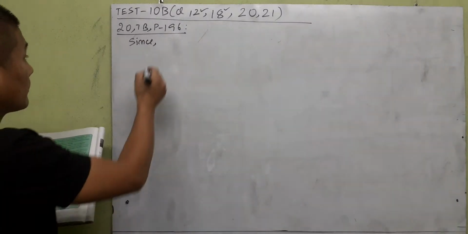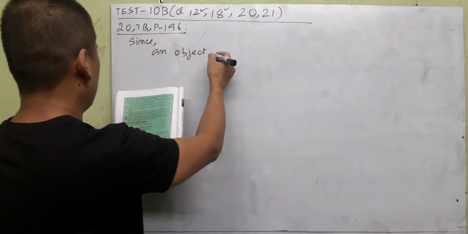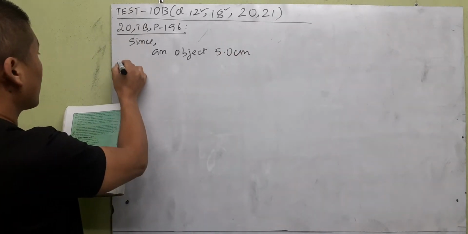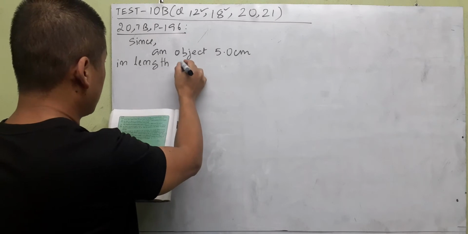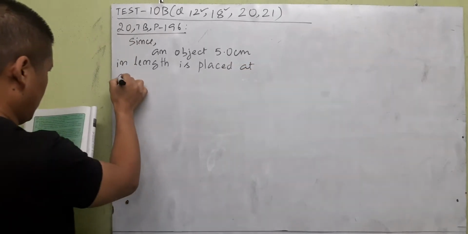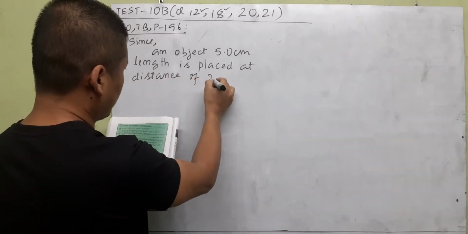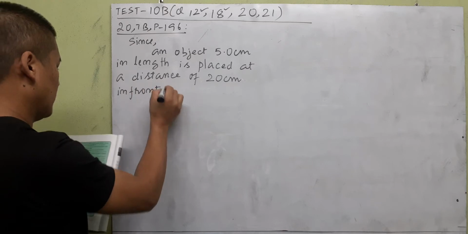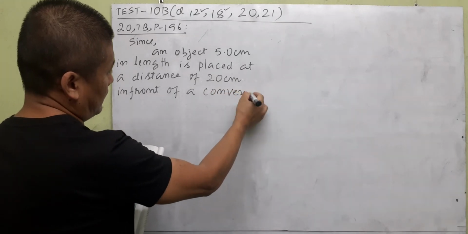Since an object, 5 centimeter in length, is placed at a distance, write along with me, a distance of 20 centimeter in front of a convex mirror, of a convex. So we have to be very clear about this.